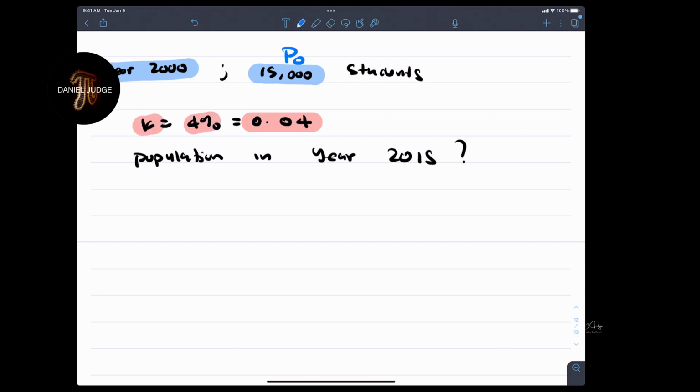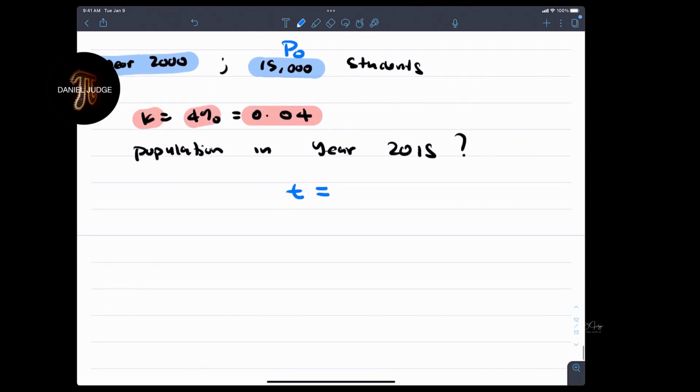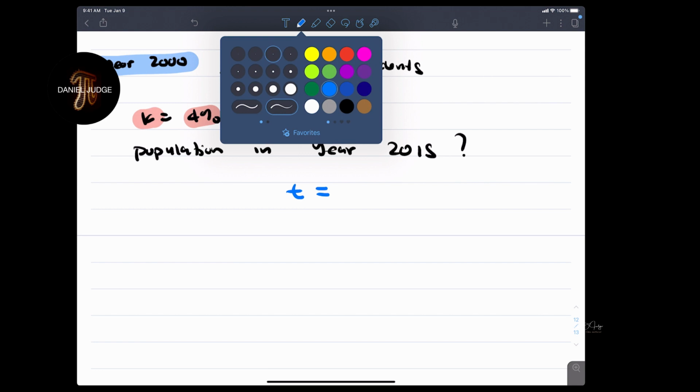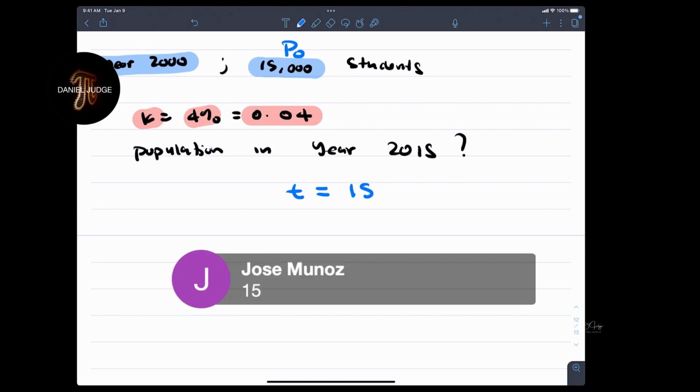And then when they say year 2015, let me ask you guys here. What would the time value be going from 2000 to 2015? What would that be? See if you guys are awake. What's our time going from year 2000 to year 2015? What would T be? Right, you guys know? Thank you, Jose. T is 15. That means 15 years later. Thank you, Sarah. Good job.